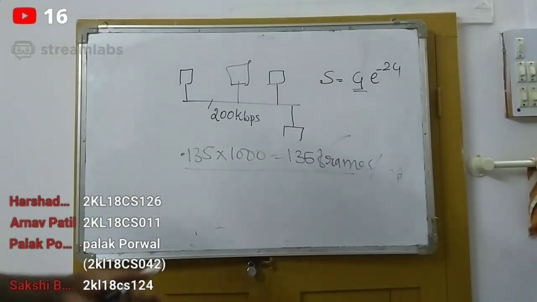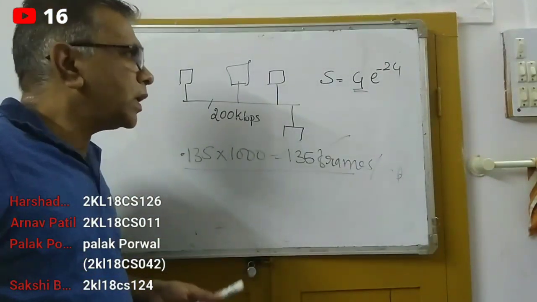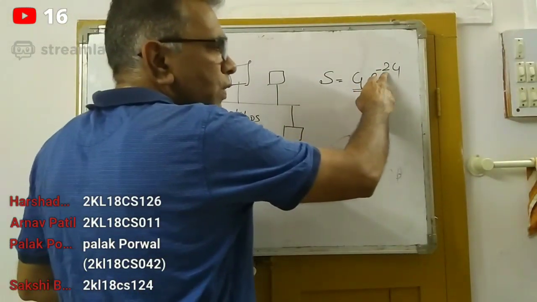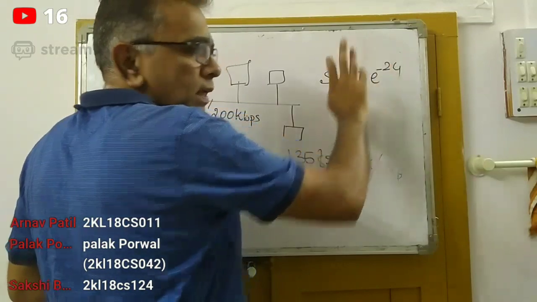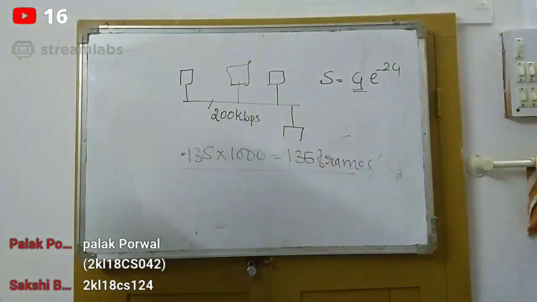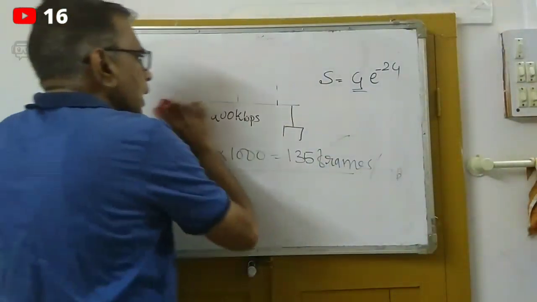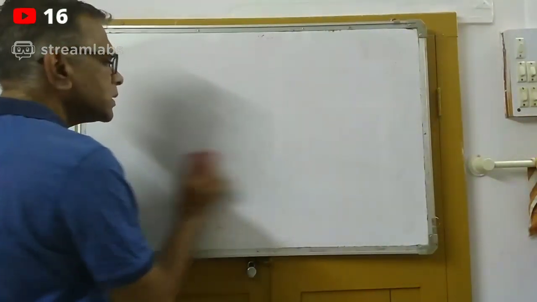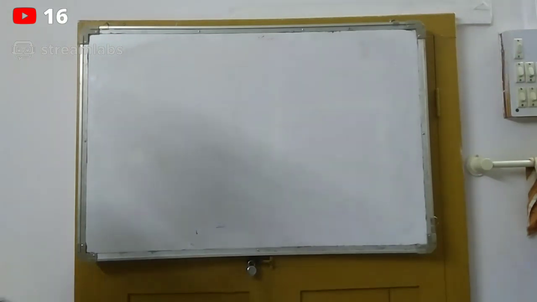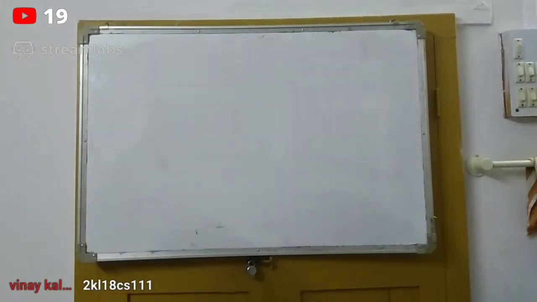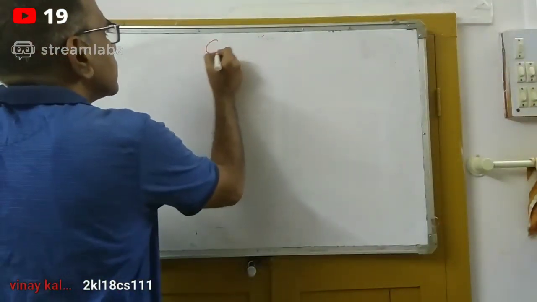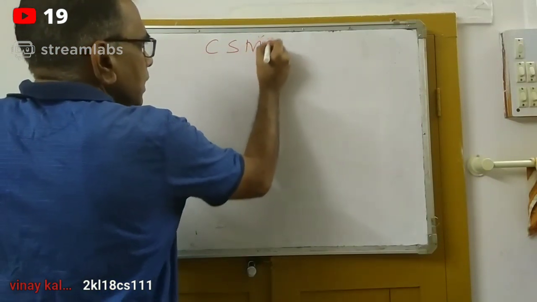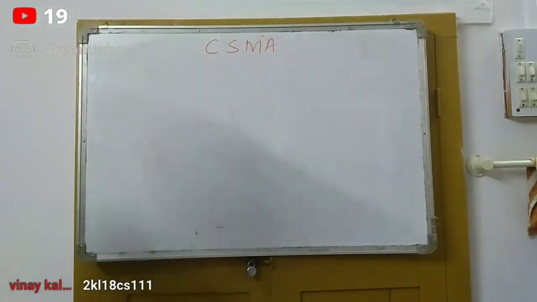In a similar way you can apply a formula for slotted Aloha also. There, this value will change to e raised to minus G. Okay, so this is regarding pure Aloha. And before concluding, I'll just discuss CSMA, carrier sense multiple access.